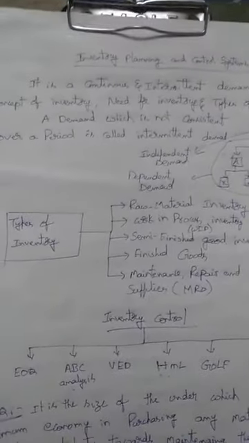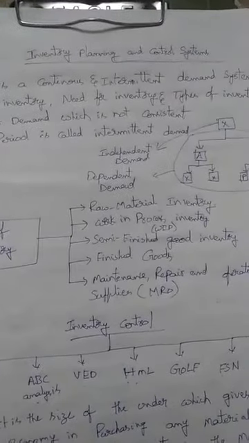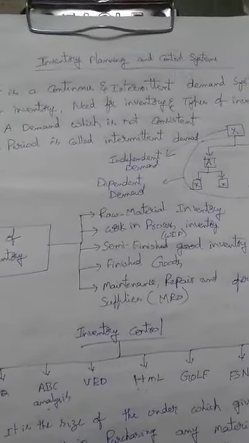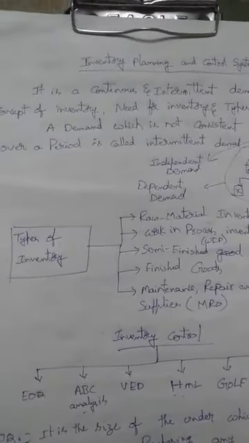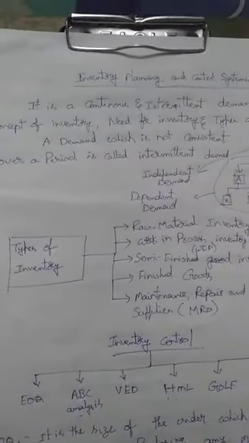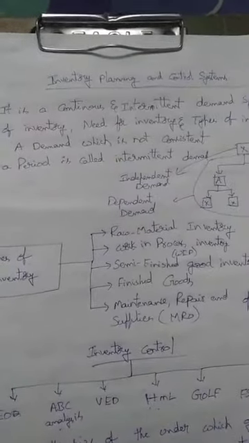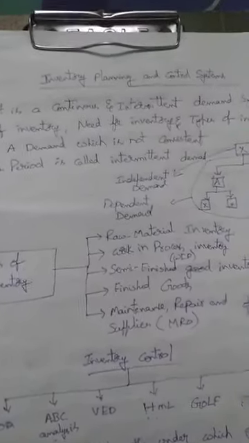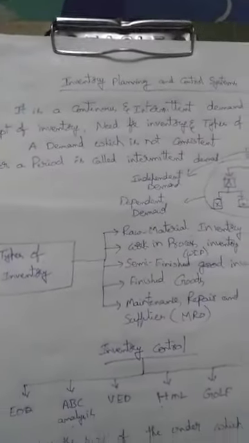Dear students, today's topic is inventory planning and control systems. As usual, you can know the meaning of inventory: it means the material which is used in the industry. So the inventory planning and control system plays a vital role in operations management.